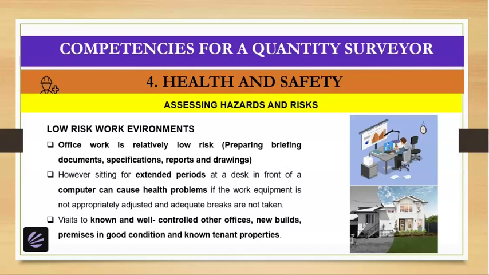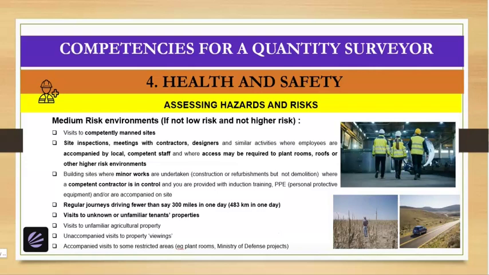Visits to known and well-controlled offices, new builds, premises in good condition, and known tenant properties are also low-risk work environments. Medium risk environments are those that are not low risk and not higher risk, such as visiting fully manned sites, or meeting with contractors, designers, and employees accompanied by local competent staff. Even access to plant rooms, if still accompanied by their staff. Building sites where minor works are undertaken, then regular journeys, say driving fewer than 300 miles a day, visiting unknown or unfamiliar tenants' properties, unfamiliar agricultural property, unaccompanied visits to property viewings, and accompanied visits to restricted areas like plant rooms or Ministry of Defence projects.